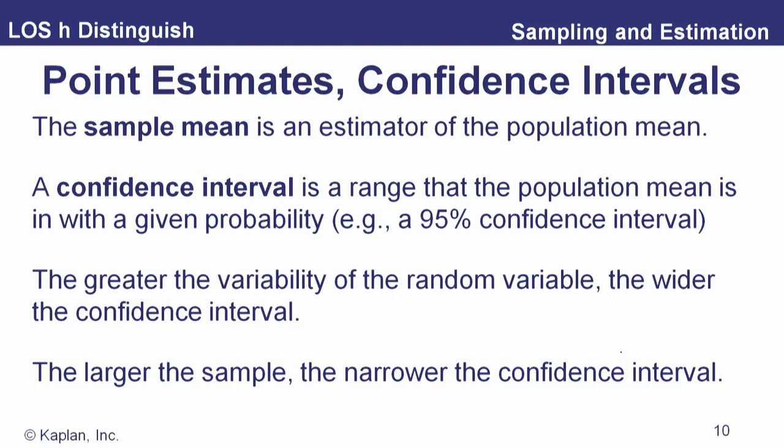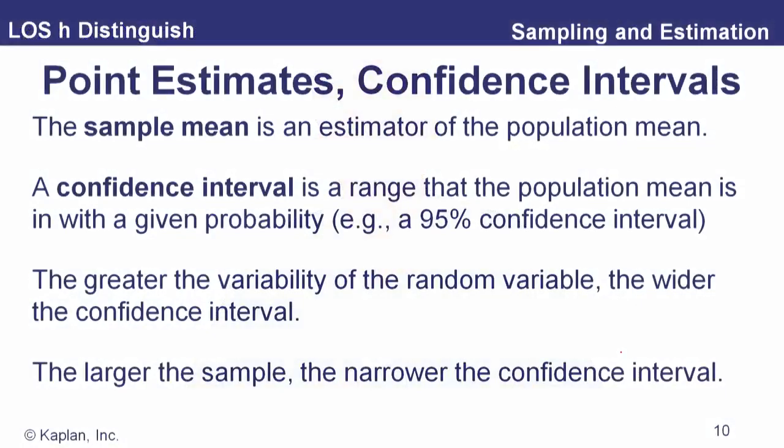So what we can do is put a confidence interval, a range that the population mean is in with a given probability. Remember our confidence intervals, we can establish a 95% confidence interval and say, well, we're 95% sure that the true mean is within that interval. The greater the variability of the random variable, the wider the confidence interval to be 95% sure. The larger the sample, the narrower the confidence interval.